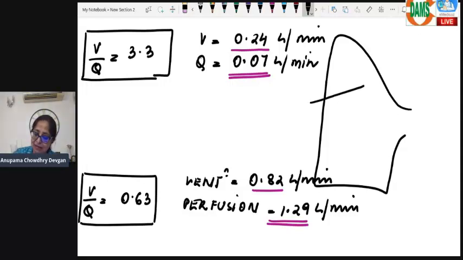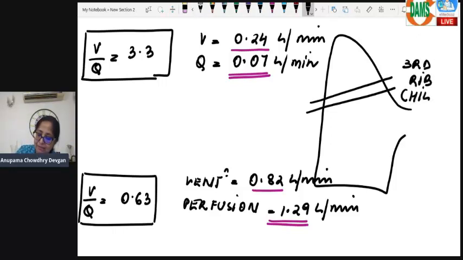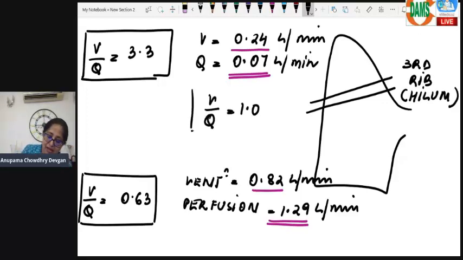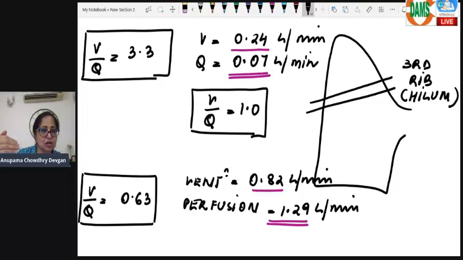Please remember, at the level of the third rib, which is close to the hilum, the VQ ratio is 1. See that line which I made you write? Base to apex, there is a decrease in ventilation, a decrease in perfusion, but the VQ ratio increases from base to apex. It is 0.63 at the base and 3.3 at the apex. A larger decrease in perfusion causes an increase in the VQ ratio.